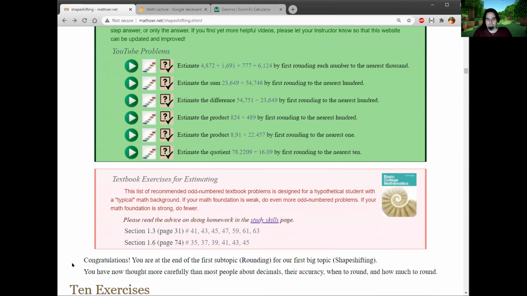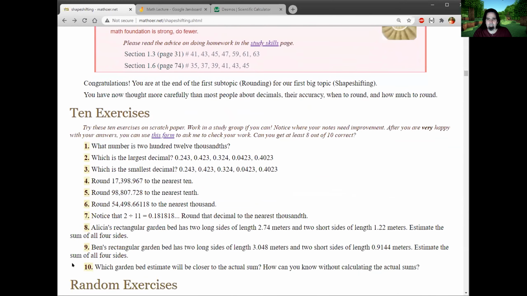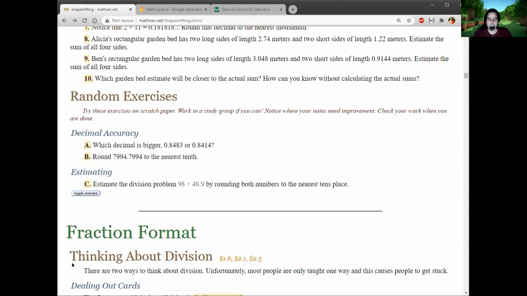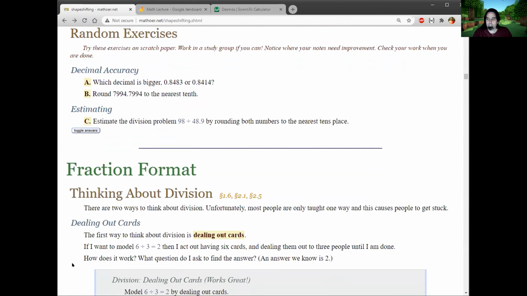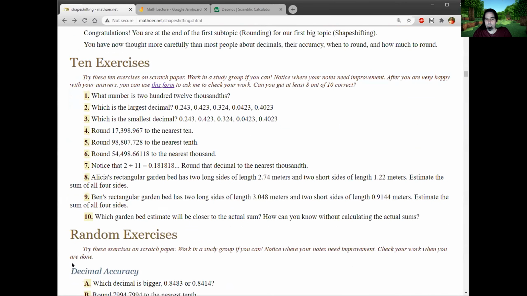Okay, congratulations. You're all done with rounding, our first big topic in shapeshifting. You've now thought more carefully than most people about decimals and accuracy and when to round and how much to round. We could move on to fractions. We have another 27 minutes. Or we could make this a study session and just work on some homework, whether it's these 10 exercises or others. What do people want to do?